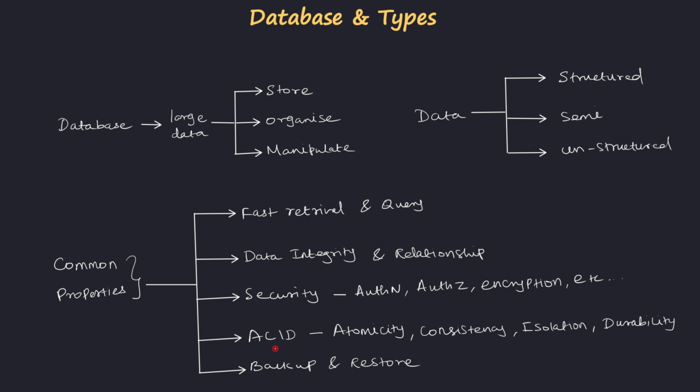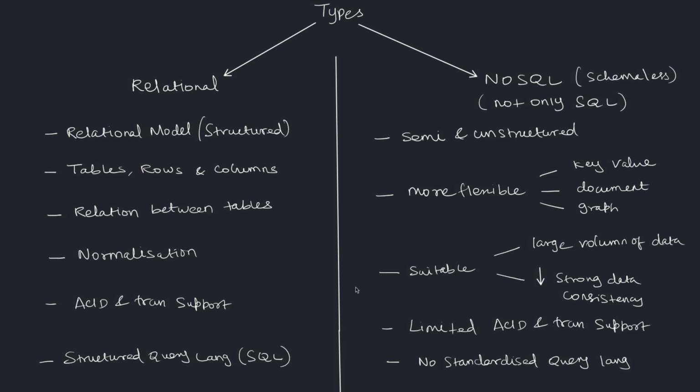And almost all databases provide support to back up and restore data. So these are some of the common properties of databases that you see nowadays. Let's next move on to the types of databases that we have. At a very high level, we have two types of databases. One is called relational database and the other is called NoSQL database, and sometimes this is referred to as schemaless database. The expansion for NoSQL is "not only SQL". That is what it means.